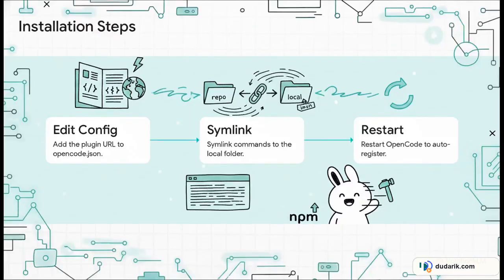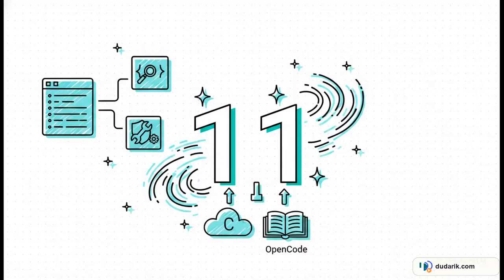In practice, it's just 3 quick steps. First, edit your OpenCode JSON config file and just drop the plugin URL into the plugins array. Second, fire off a quick terminal command to symlink the /commands from the repo right into your local OpenCode folder. And third, restart OpenCode. That's it. Since OpenCode has a bundled bun environment, it silently handles the npm install in the background. Zero friction. And the second you restart, the magic number is 11. 11 heavy-hitting /commands like /code-review, /security-review, and /feature-dev are instantly unlocked in your command palette and ready to tear into your codebase.